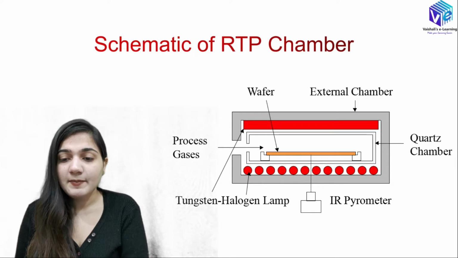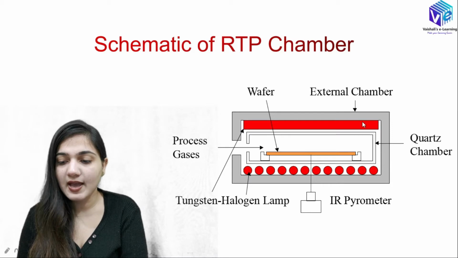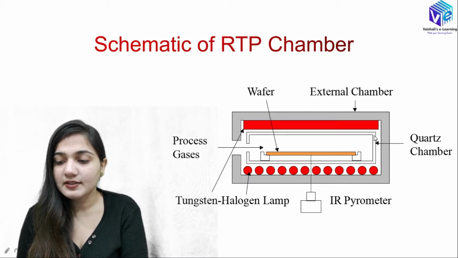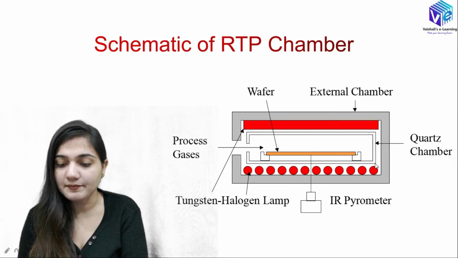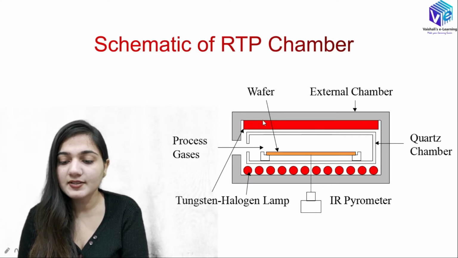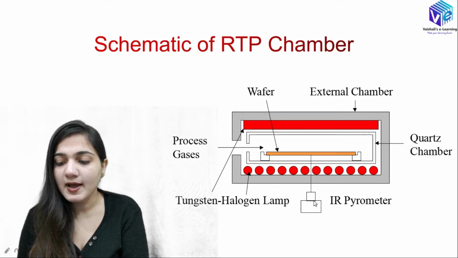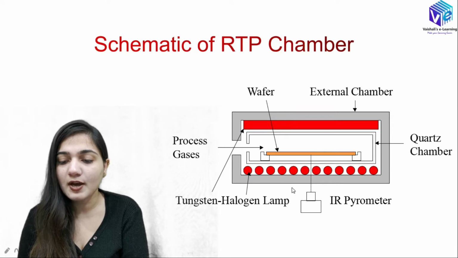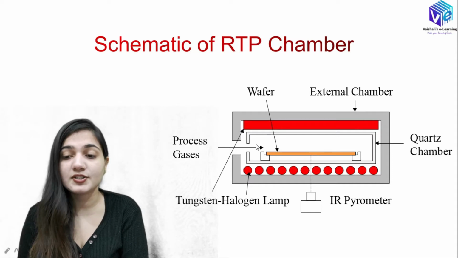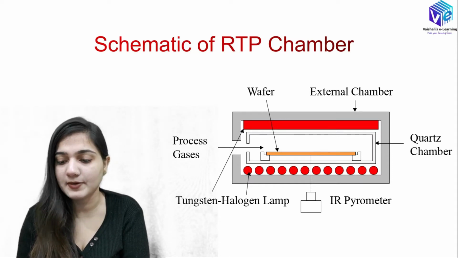You can see the schematic of the rapid thermal processing chamber. This is my external chamber. After that, this layer is my quartz chamber. Here we have the tungsten halogen lamps, and these are also my tungsten halogen lamps which are present over here. This is my infrared pyrometer. Here I am sending the process gases. This structure I hope you have understood completely.